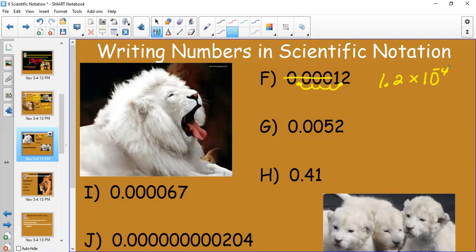All right, so let's do G. Cross out the zeros. We have 52, so 5.2. How many spaces are there? 1, 2, 3. So it's going to be times 10 to the negative 3rd. H. We'd make a number here between 1 and 10, so 4.1 times 10 to the, only moved it once, so negative 1st.